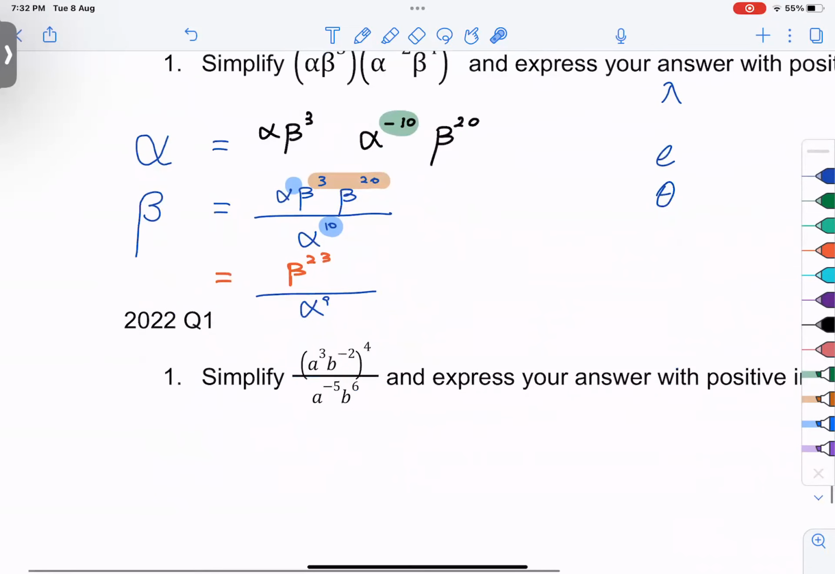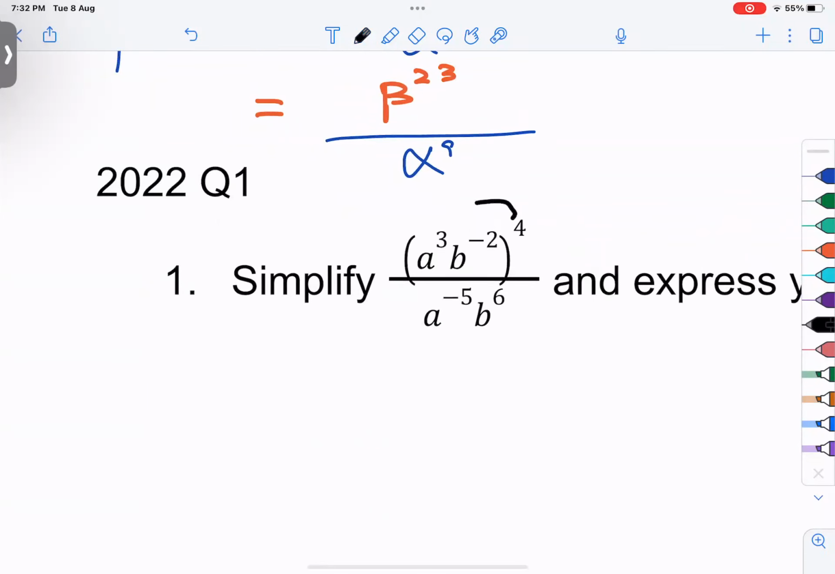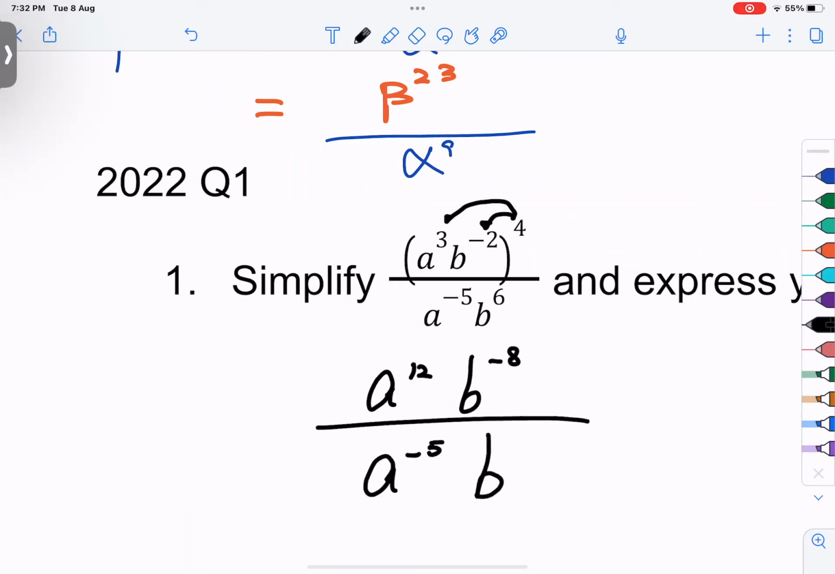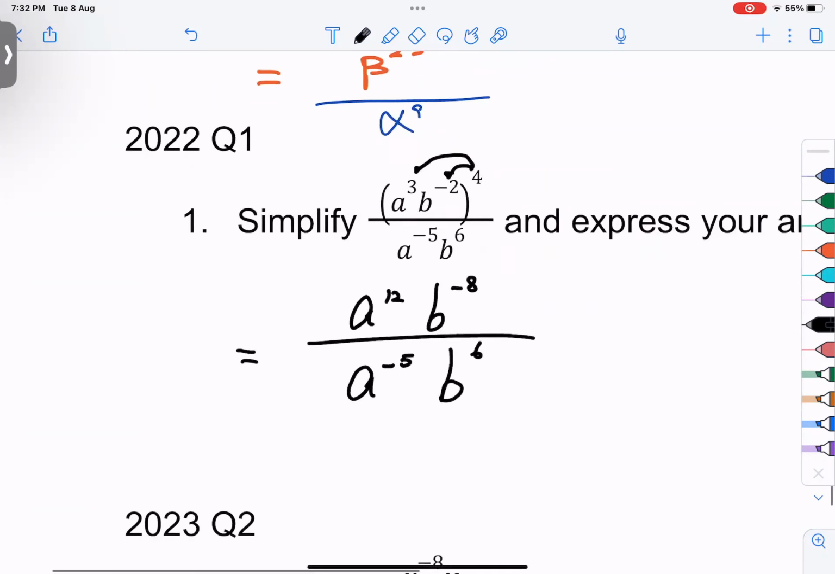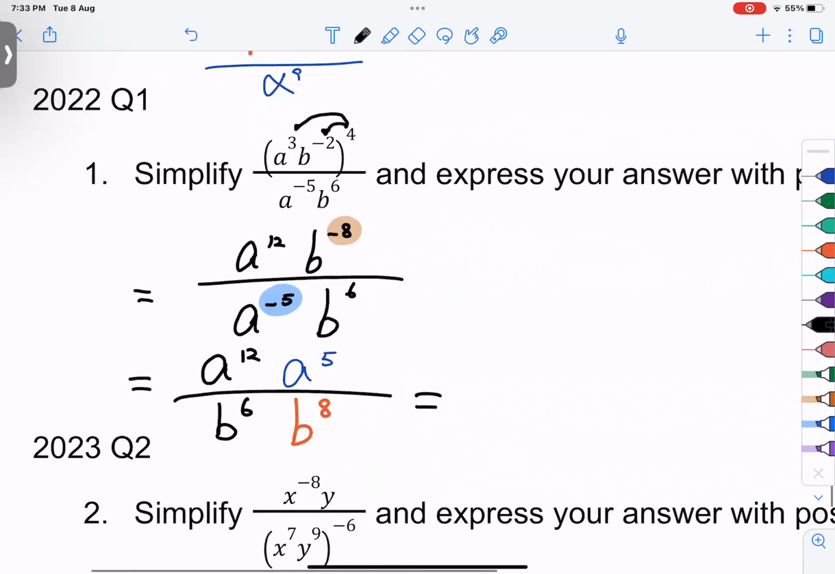Okay, last two questions. Last two are easier. Open up the bracket, the powers go in, the powers go in. So a^12, b^-8. And if there are any negative powers, you switch that first. And then if they are on the same stage, add them up.